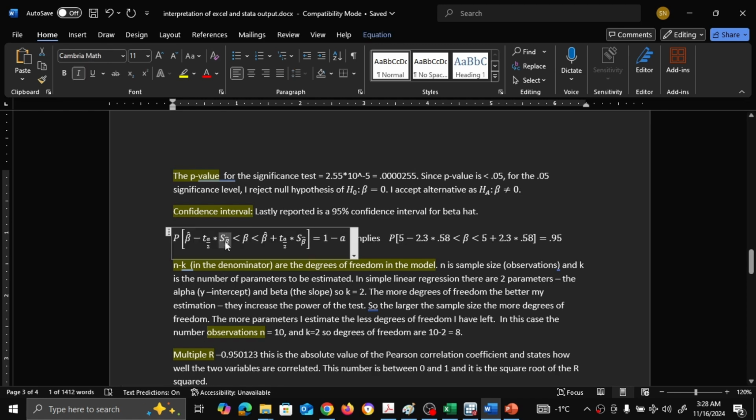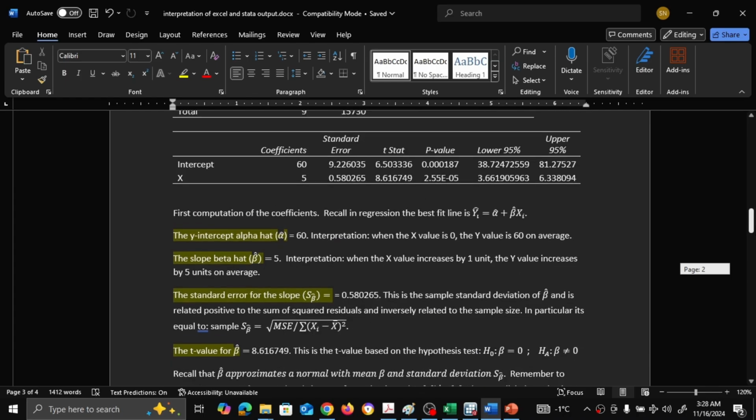this square root of MSE, which represents the S now, divided by the sum of xi minus x bar, which is the standard deviation of beta hat. And before it was the standard deviation of your x bar. So the analogy is exactly the same as before. And then you just replace by the values that you see on the table.